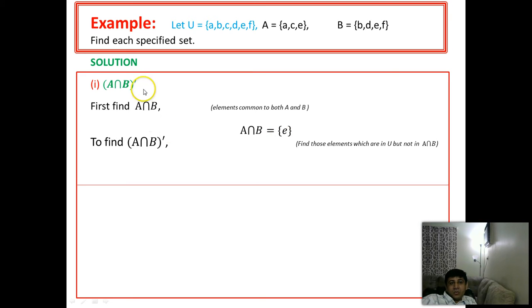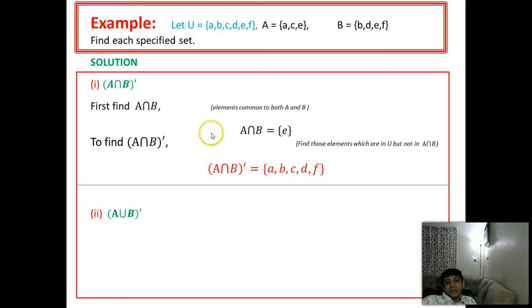Now let's go on to what we want to find: the complement of A intersection B. What do we want to do? We want to find those elements that are in U but not in A intersection B. So we will exclude this element from U. That will be our complement. So exclude E from this set here, and everything remaining will be the complement. A intersection B complement. This is our answer right there.